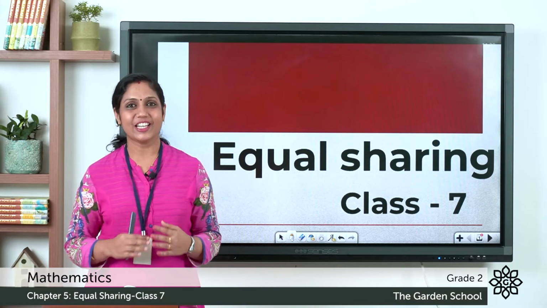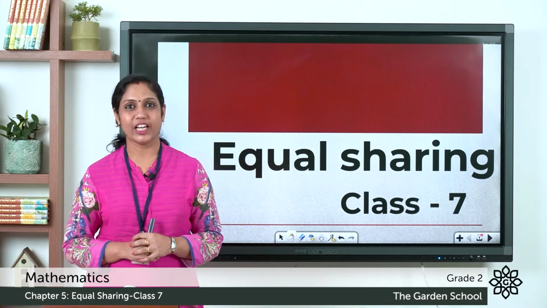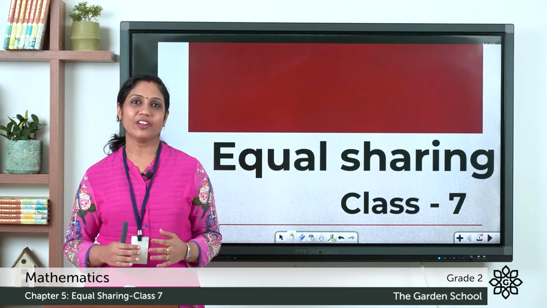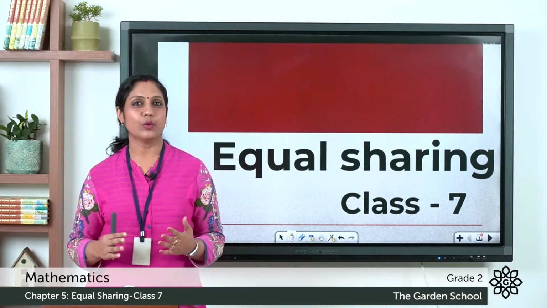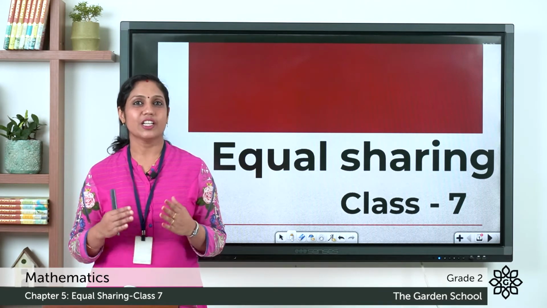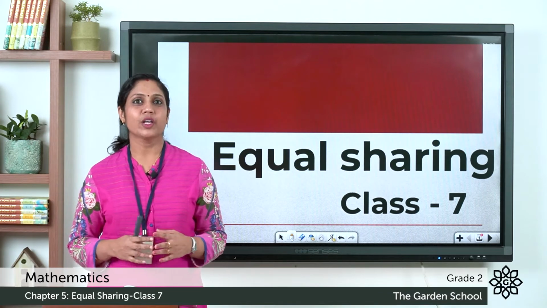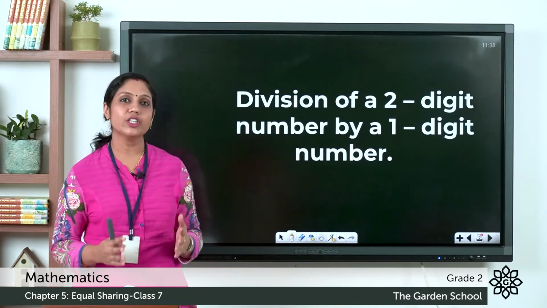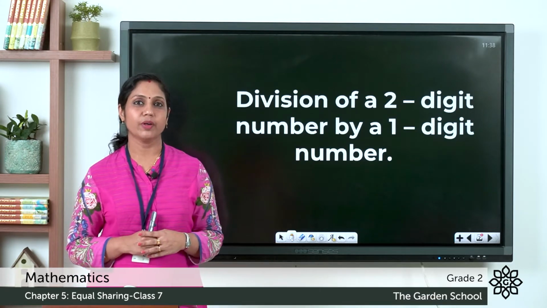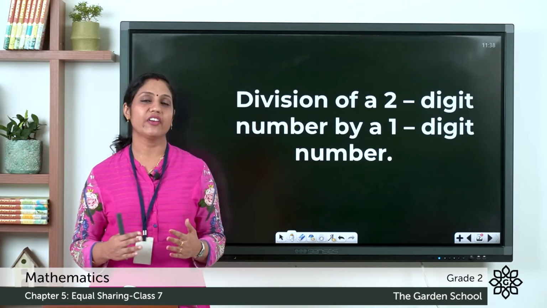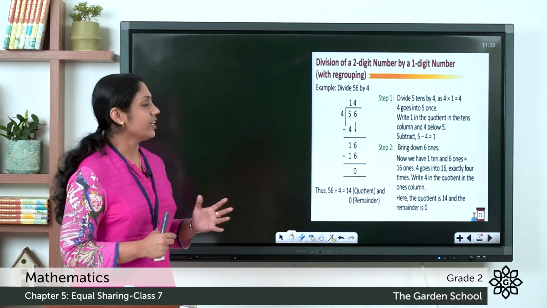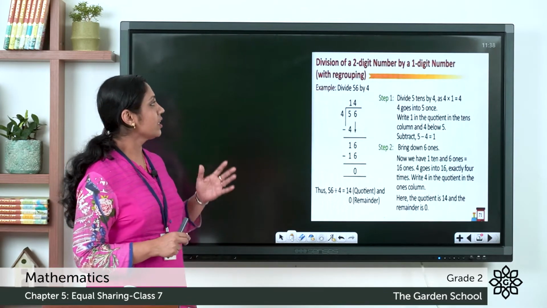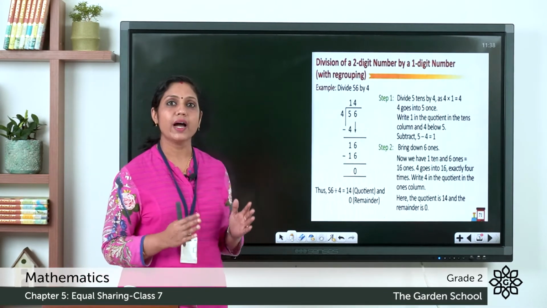Today in Maths, let's continue with our topic equal sharing. I hope you all have completed the exercises that were mentioned in our previous class. So let's move on to today's topic. Today we have division of a 2-digit number by a 1-digit number. This time we are doing it with regrouping. So let's do that. Here you can see the numbers 56 divided by 4.